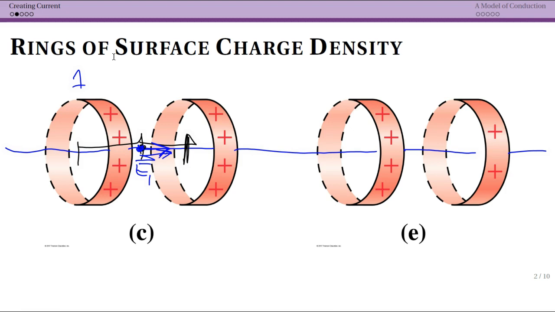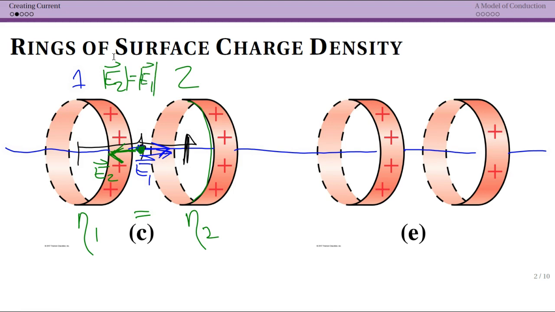But now think about ring 2. If I'm at this point, this ring is equidistant on the other side, and the surface charge density is the same, right? You can think about this as a linear charge density; here we're talking about a surface charge density. So these are the same. That means that my electric field here is that way, E2, opposite. So we would say that the magnitude of E2 is equal to the magnitude of E1.